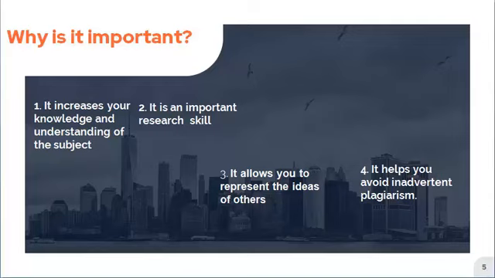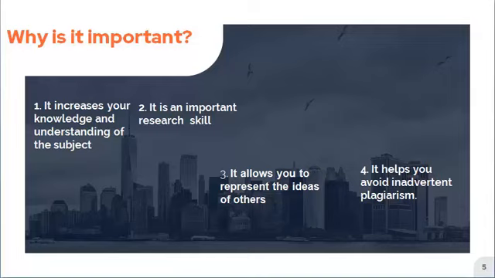Number 3, it allows you to represent the ideas of others and demonstrate how your own ideas relate to and build on the ideas of other people or other scholars. It really helps you succinctly compare, contrast, synthesize, summarize the ideas of others.